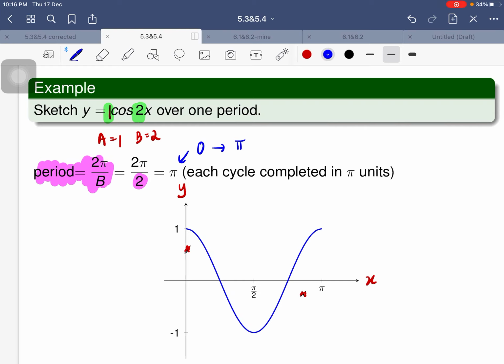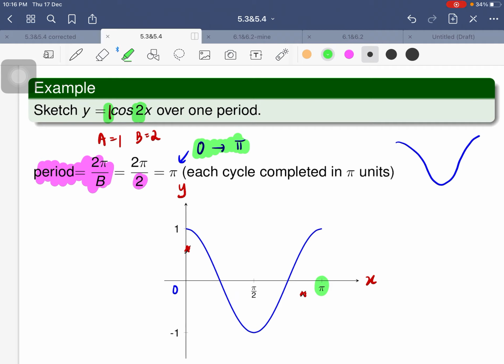If you notice right here, this is going to be 0. And the curve, remember the cos always has a curve that looks like this. But now, instead of stopping at 2 pi, this curve actually stops at pi, because that is the period value. One period is going to be from 0 until pi. That is what the value actually tells you.